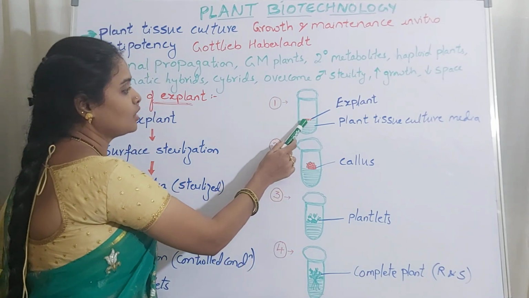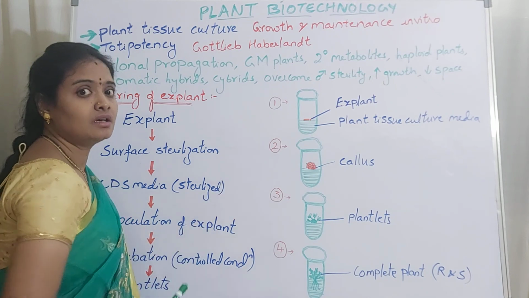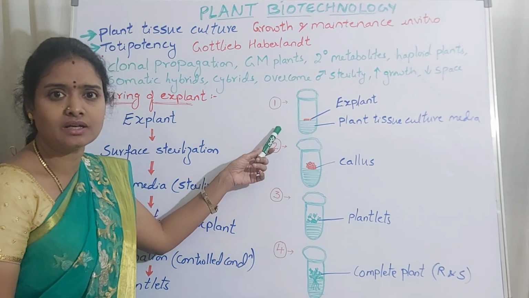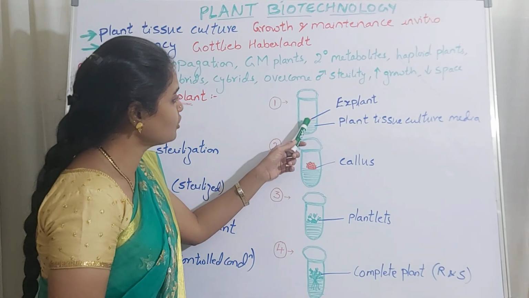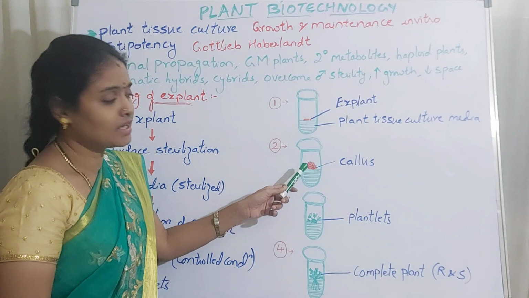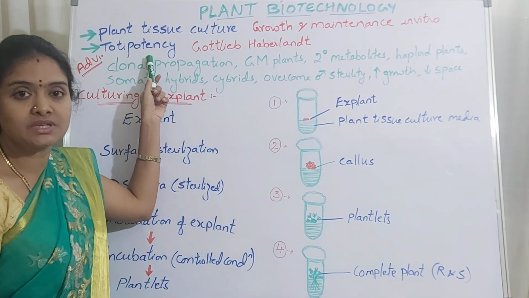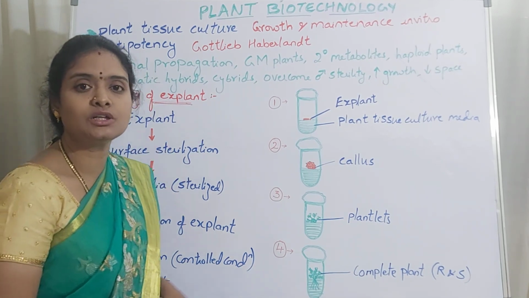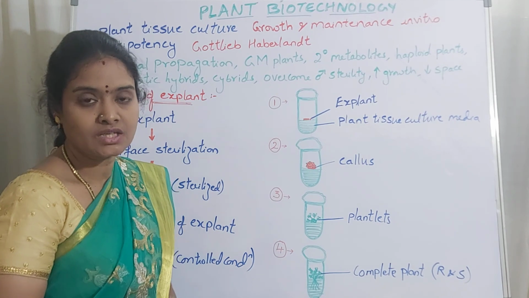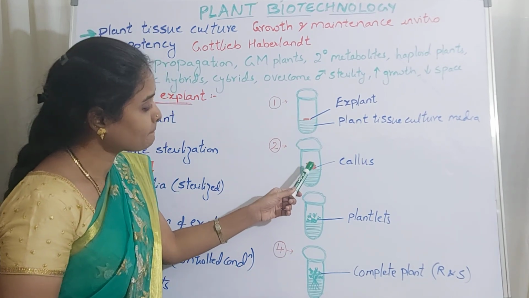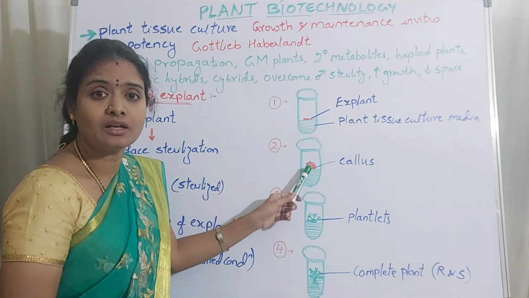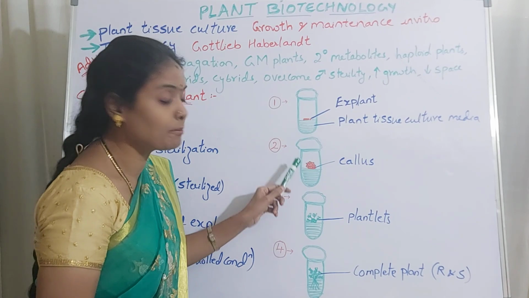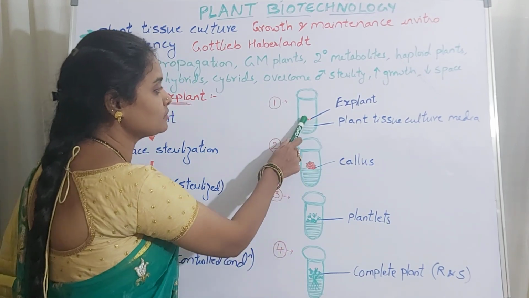After inoculation, the second step is maintenance or incubation. All the aseptic conditions are maintained. What happens here? At least one cell from the explant will express the totipotency effect. That means each and every cell, or a single cell, has the ability to develop into a complete plant. Those cells form an undifferentiated mass of cells referred to as callus, which is produced from the explant.